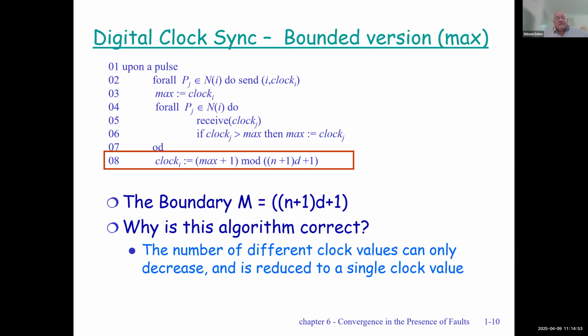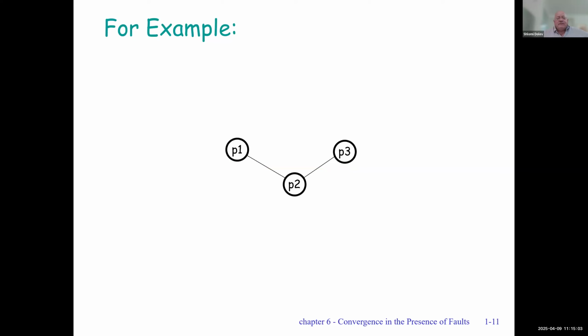So m is this value. Now the increment is modulo this max value. And let's see what happens then. So let's have an example. This is a system. We have P1, P2, and P3. This is a network. And m is, by our formula, 9.